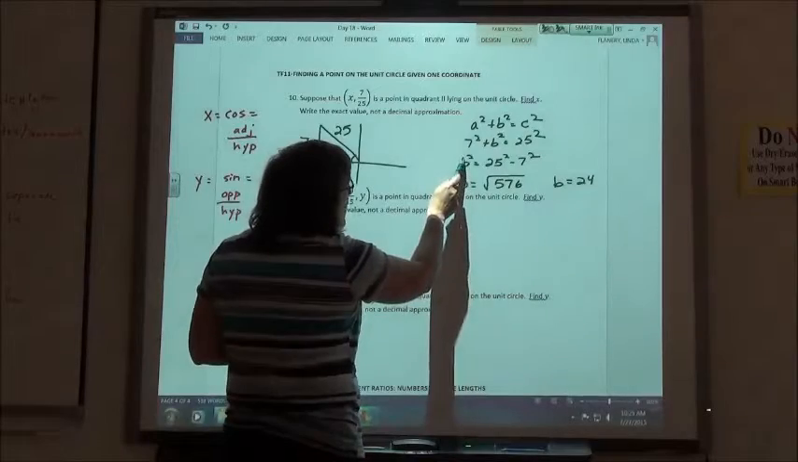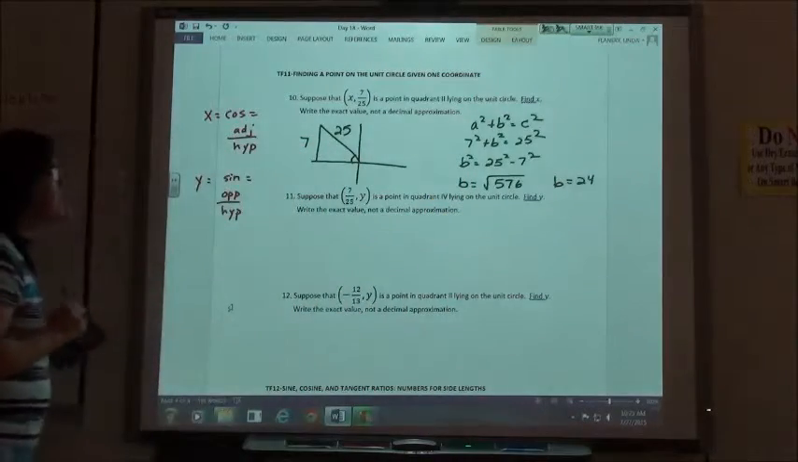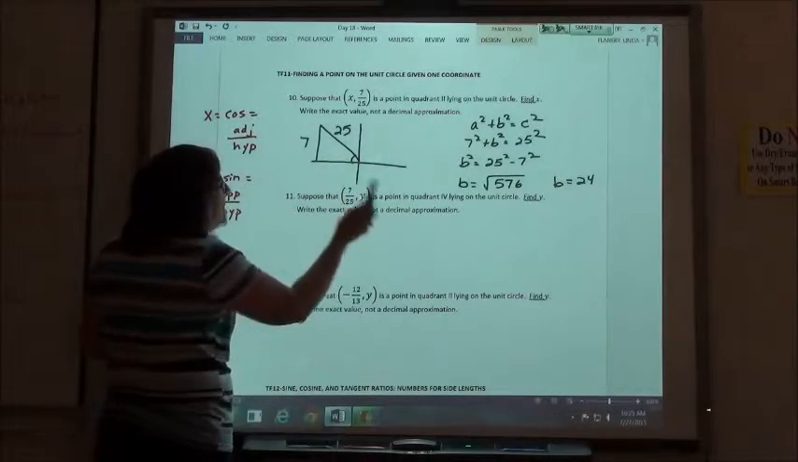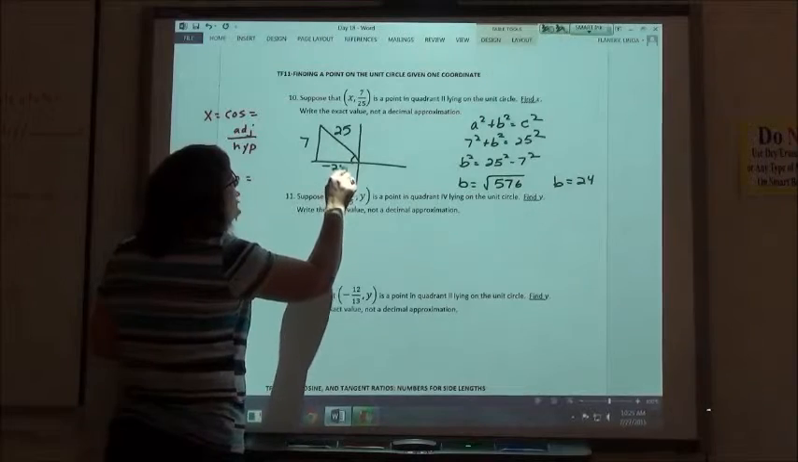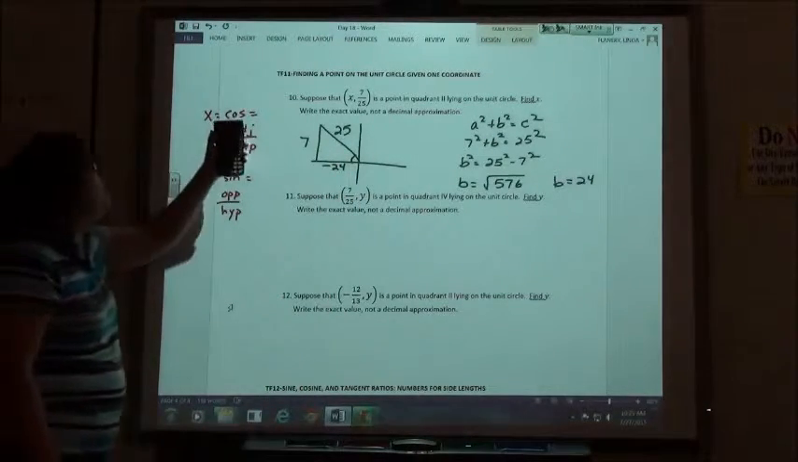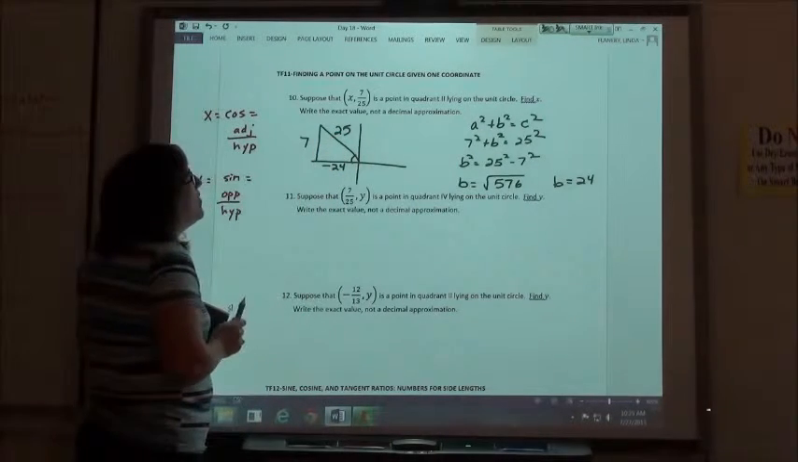So since this was B squared, I had to do the square root of my value there to get just plain B. Now this is going backwards on my x-axis, so instead of being 24, it's actually going to be a negative 24. And so x then is going to be equal to the adjacent over the hypotenuse, that negative 24 over 25 then.